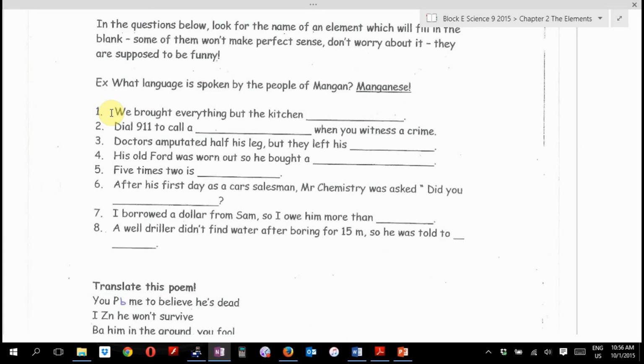Okay, zinc. So the joke here would be, we brought everything but the kitchen. And I'm not going to write zinc. I'm going to use the abbreviation because I tend to abbreviate. And from now on, you never need to write out the name of an element unless it specifically is required. If you're in your homework and you just want to use the abbreviation, great. Dial 911 to call a copper. They're going to be that bad.